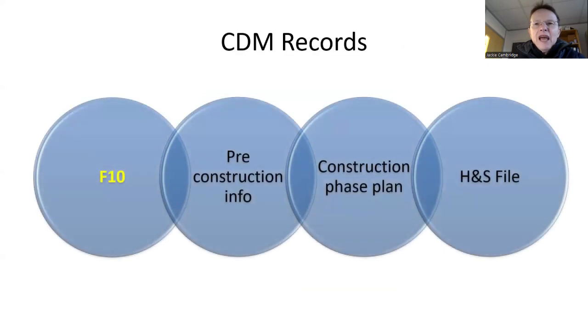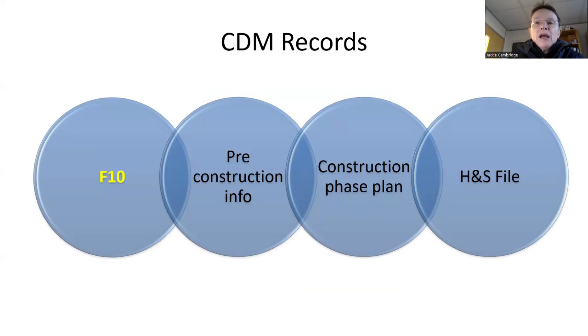So we have the F10. The F10 is a notification that the client has to make to the Health and Safety Executive. They have to do this online, but you only have to do that if your project meets one of 2 criteria. Is your project going to last more than 30 days, but with 20 or more people working on each of those days? Or is your project going to last 500 person days?